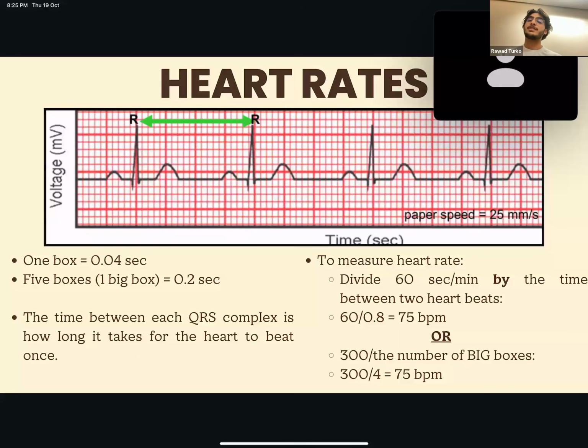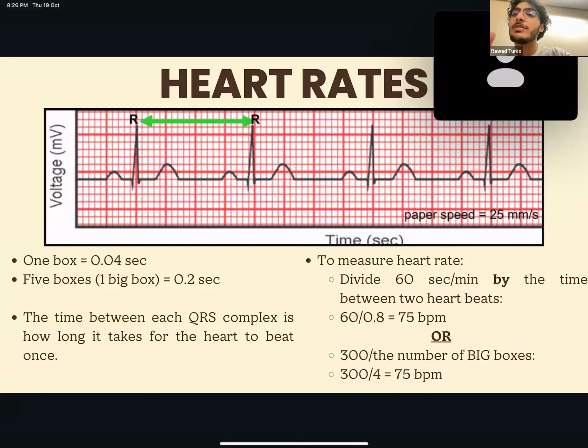So the heartbeat is the time it takes between each QRS complex. The time between each QRS complex is how long it takes for your heart to beat once. Now, to measure the heart rate, there are 2 ways to do it. Either you divide 60 by the time between the 2 heartbeats. So you could count each box between, for example, each R wave, and then divide 60 by that time.